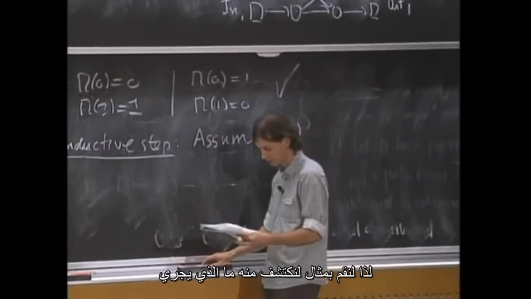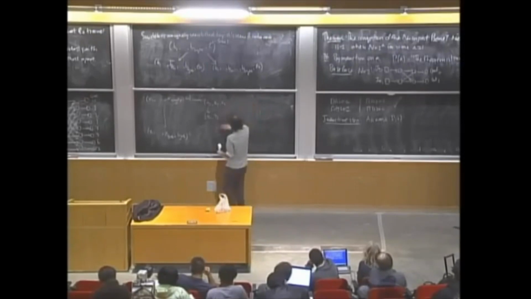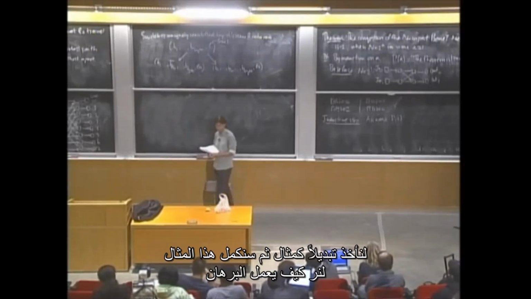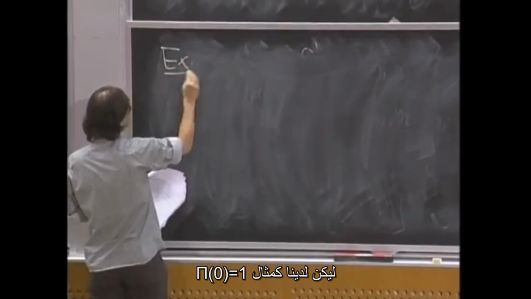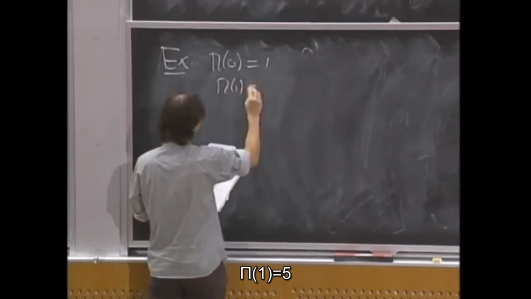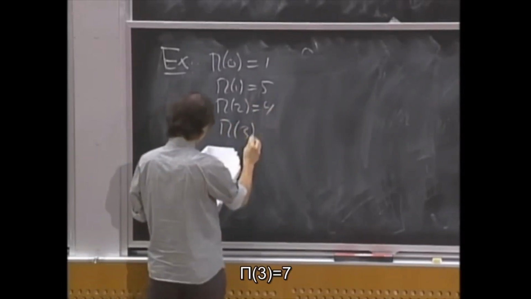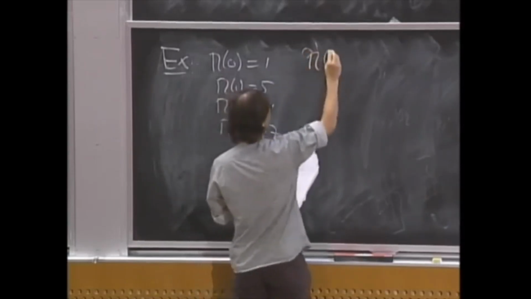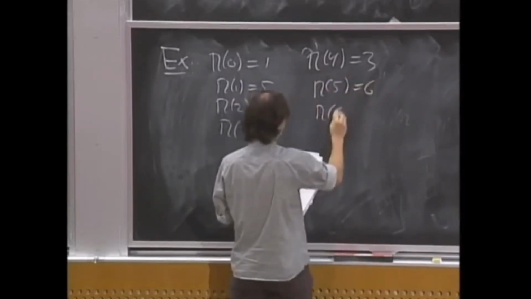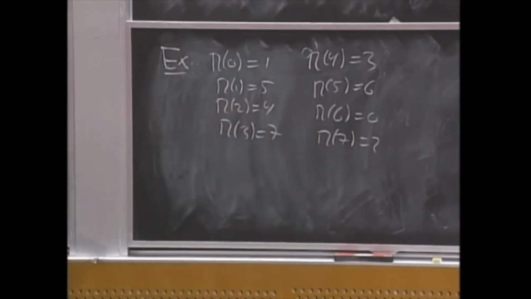So let's do an example such that we can figure out what's going on. Actually, let me put it over here. I'll just take an example permutation, and we'll go through this example and then see how the proof works. So let's, as an example, have pi of 0 maps to 1, pi of 1 maps to 5, pi of 2 goes to 4, input 3 goes to 7, 4 maps to 3, 5 to 6, 6 to 0, and 7 to 2. So this is just an arbitrary permutation.